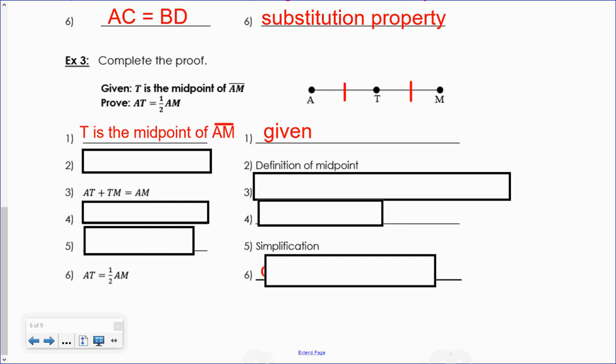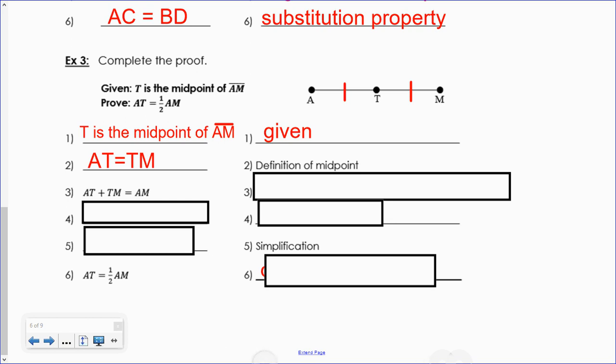The immediate following step is going to be whatever you concluded from the given. So when you saw the given, what was the first thing that you concluded? AT is equal to TM. That's always the next step. Whatever you can conclude from the given. Whether that's one thing or multiple things, that's the first step that you write. So note AT is equal to TM.